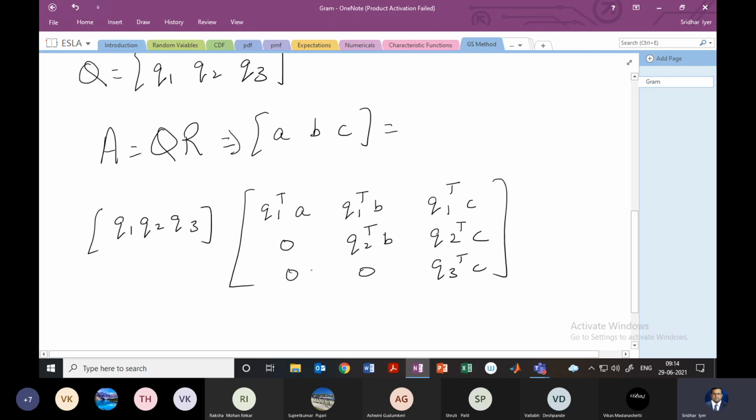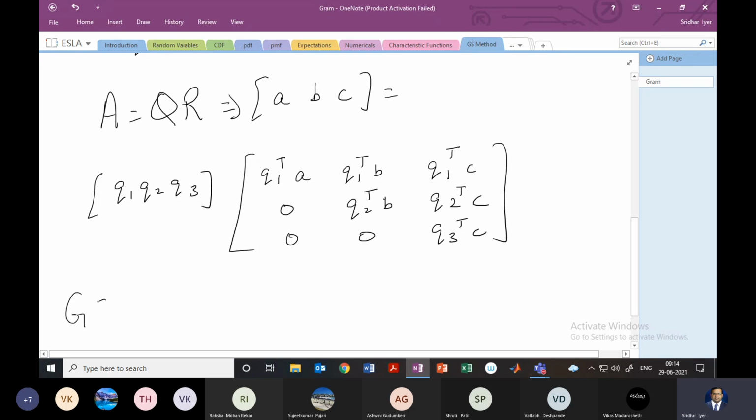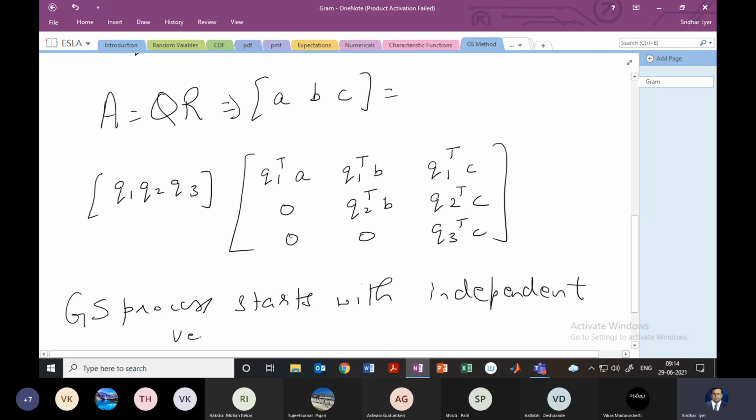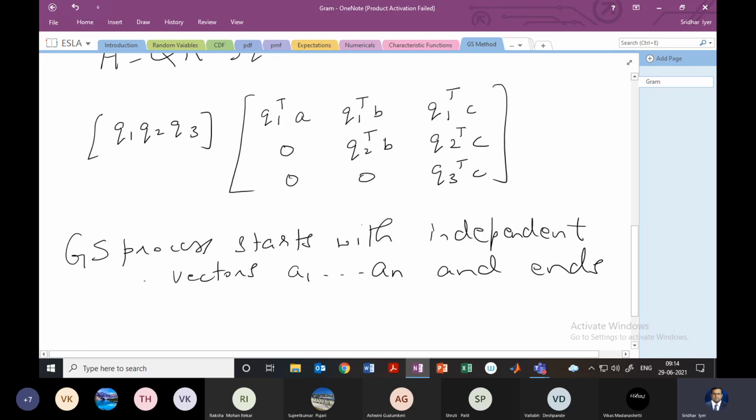So basically the Gram-Schmidt process starts with independent vectors, A1 till AN, and it ends with orthonormal vectors q1 till qn.